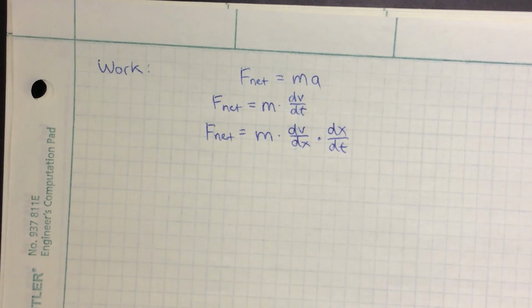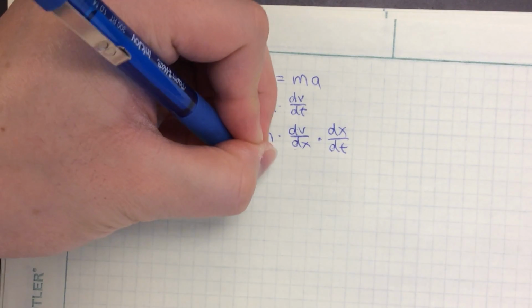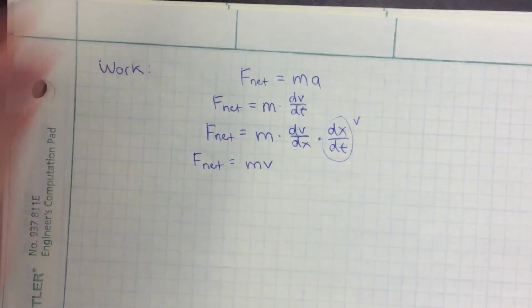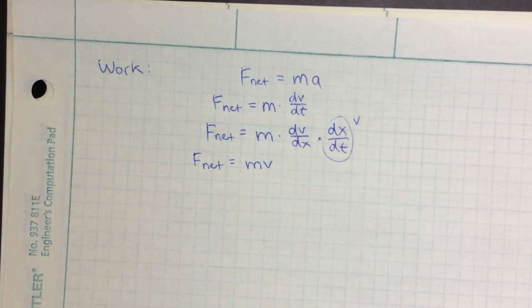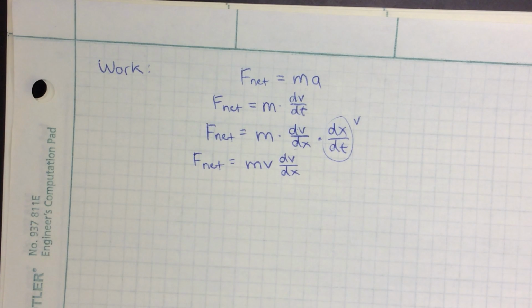Good. Change in x over change in time, change in position versus change in time. We have a variable that usually represents that. We can actually pull, this is v. So I have F net equals m v dv/dx. Okay.